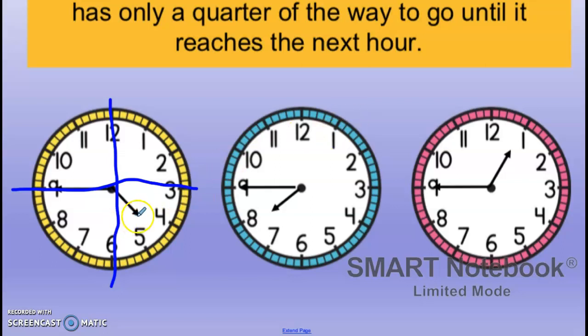So yes, on the yellow clock, it is 4:45, but in 15 minutes, it's about to be 5 o'clock, okay? So for this one, we would need to say, you are correct, it's 7:45. It's not quite 8 o'clock yet, but it's about to be. Okay, now let's look at the pink one.